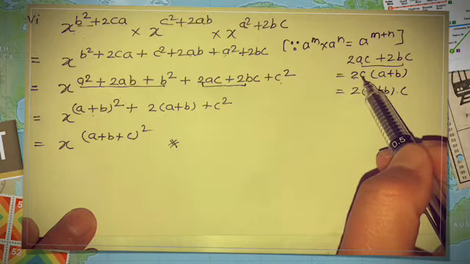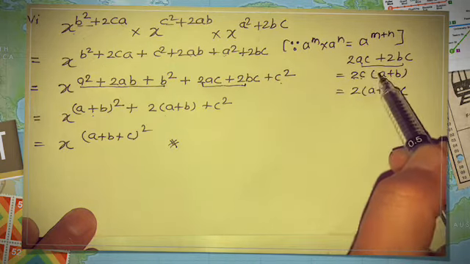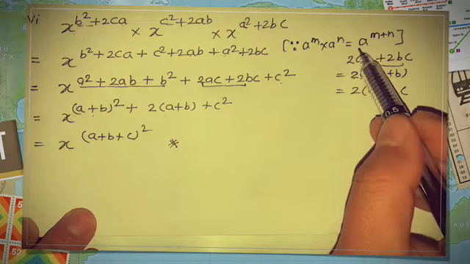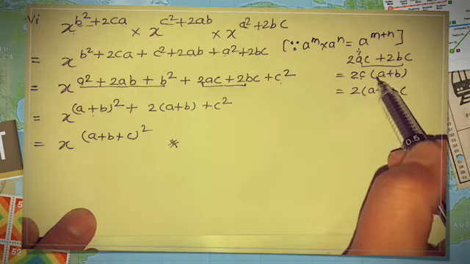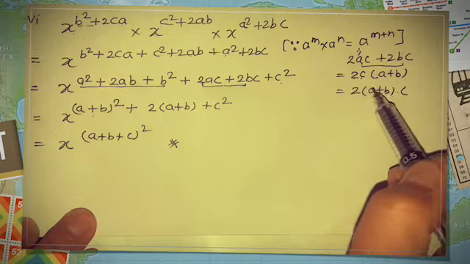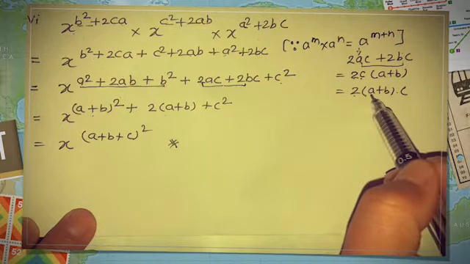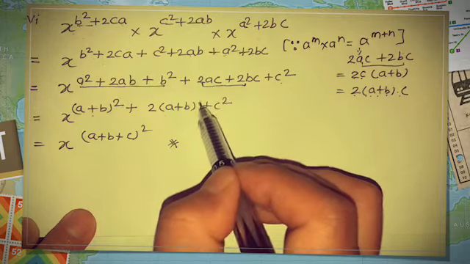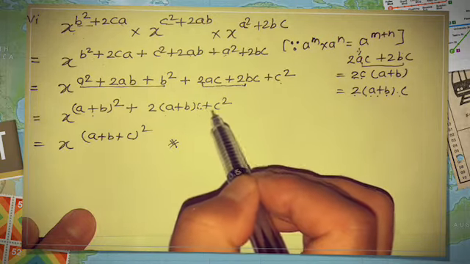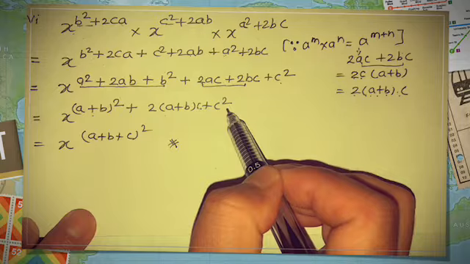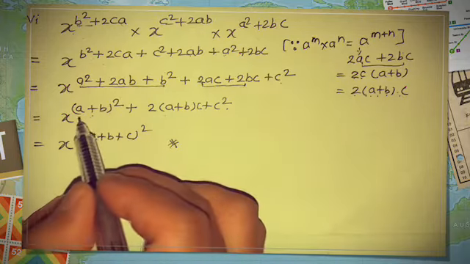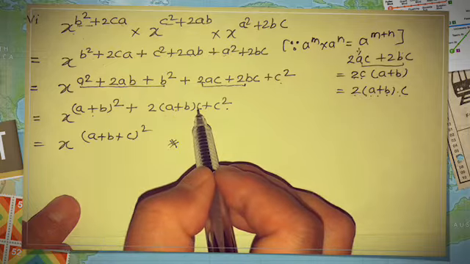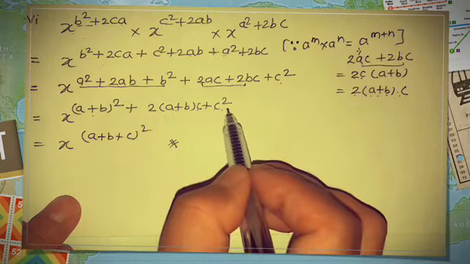And look at here, in these two terms, 2 and c is common. If 2 and c is taken common, then what is left here? a is left in the first and b in the second, and they are arranged as a plus b times c. So in place of these two terms, we can write this one, plus c square. So again, you observe here, this is a square, 2ab and plus b square.